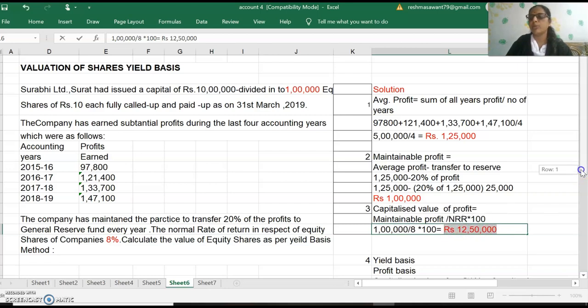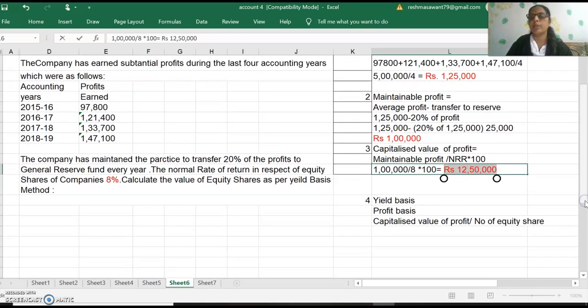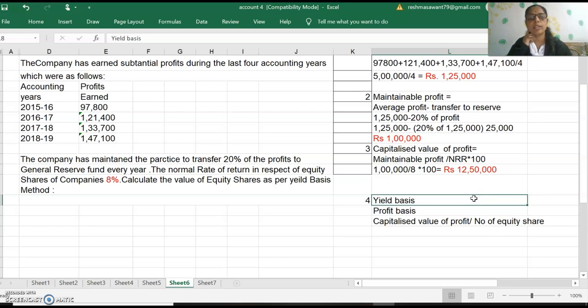Then the last point of the calculation depends on which method. In yield basis there are two methods, dividend basis and profit basis. Now we use only the profit basis method. In this calculation we need the capitalized value of profit. Profit basis is equal to capitalized value of profit divided by number of equity shares.